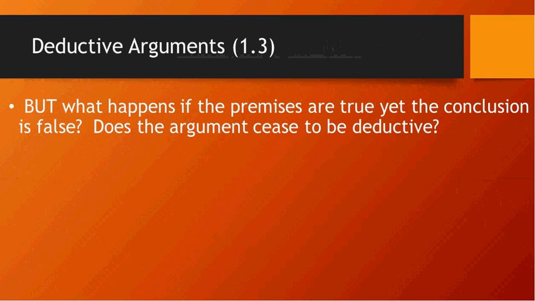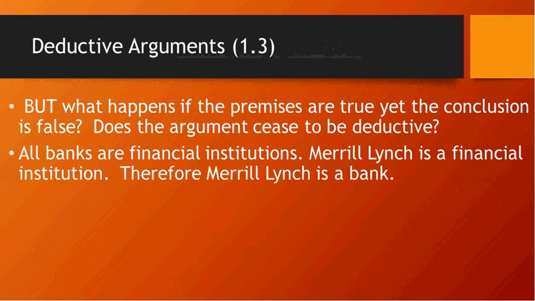Let's look at an example of that. All banks are financial institutions. Merrill Lynch is a financial institution, therefore Merrill Lynch is a bank. Okay, we have a case here where the premises are true. Merrill Lynch, by the way, is not a bank. It's an investment company. But it is a financial institution. But the conclusion is false then, right? That Merrill Lynch is a bank.